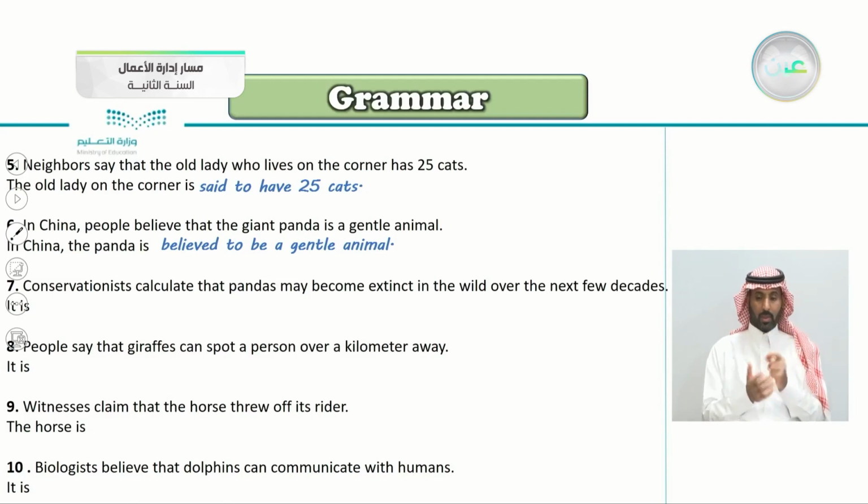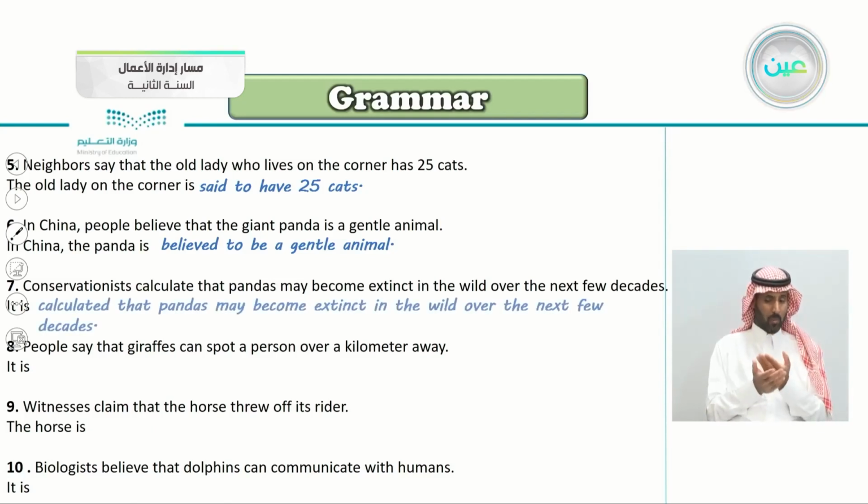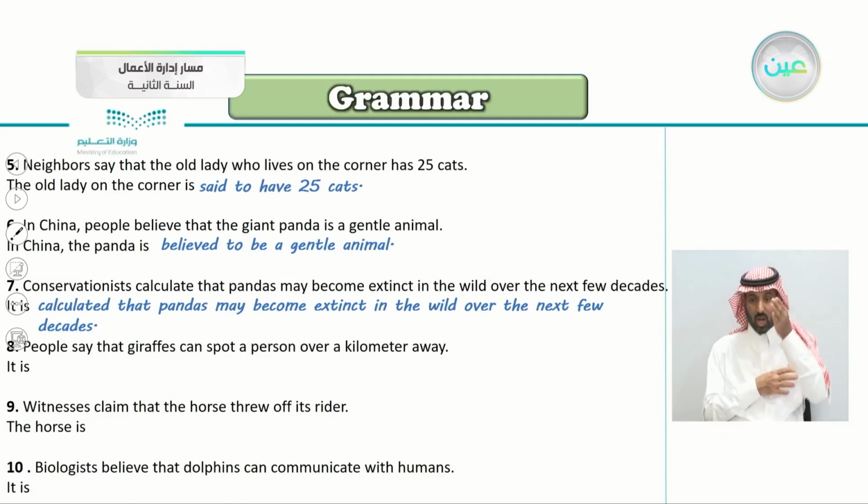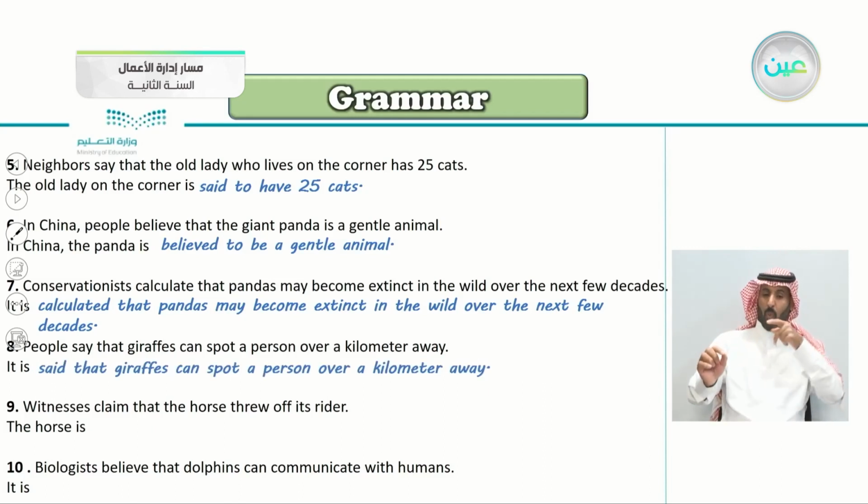Conservationists calculate that pandas may become extinct in the wild over the next few decades. So it is, yes, it is calculated that pandas may become extinct in the wild over the next few decades. People say that giraffes can spot a person over a kilometer away. So it is said that giraffes can spot a person over a kilometer away.